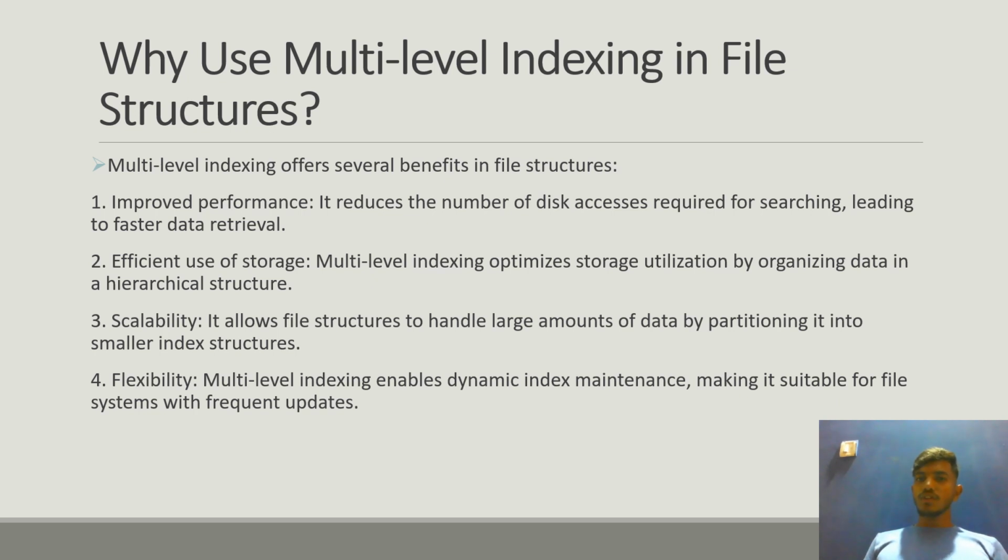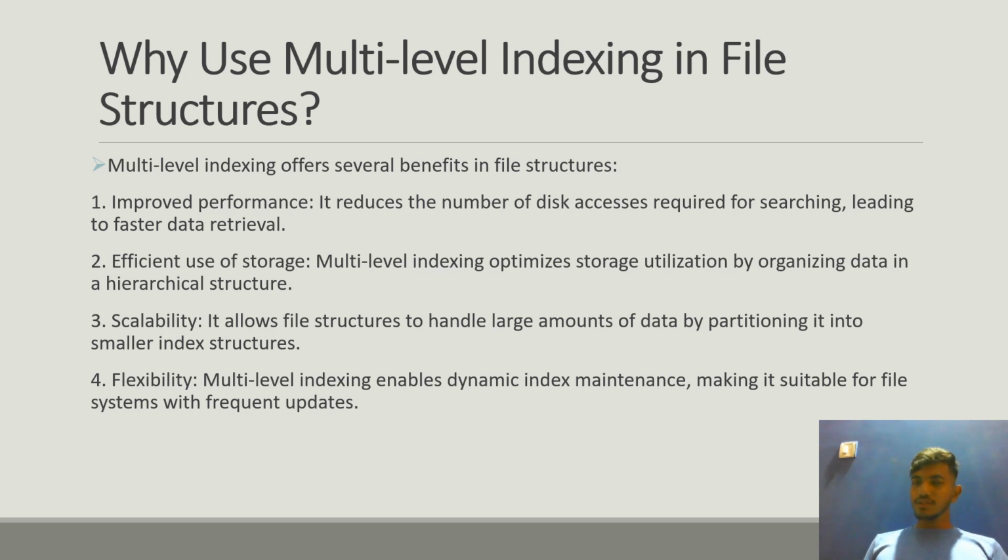Why do we use multi-level indexing in file structure? What is the use of that? Let us see that multi-level indexing offers several benefits in file structures. First, improved performance. How does it improve performance? It reduces the number of disk accesses required for searching, leading to faster data retrieval. If you do multi-level indexing in file structure, it reduces the disk access required for searching, leading to faster retrieval.